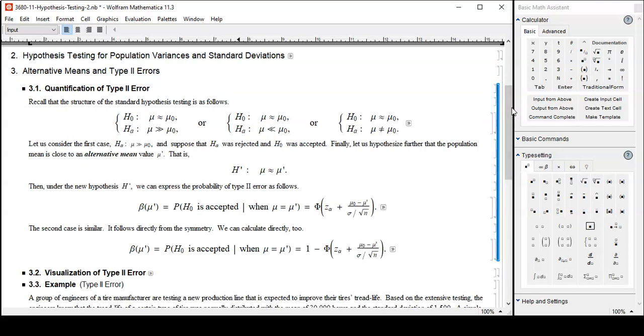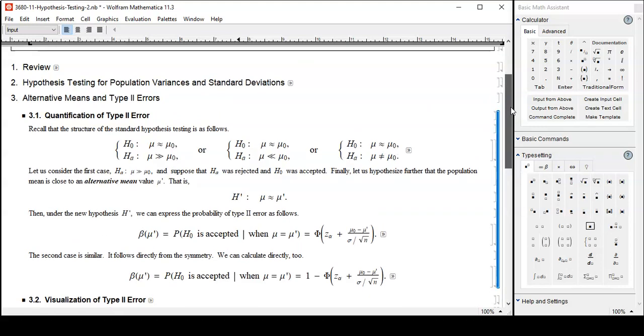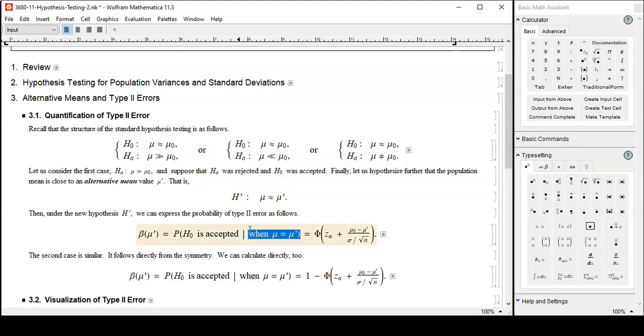So for the probability value approach, it's like this. Under the new hypothesis, mu is about the same as mu prime. So that's a condition now. The probability of accepting H0, we want to find out this conditional probability. That's a conditional probability of type 2 error. And that'll turn out to be a normal CDF value.